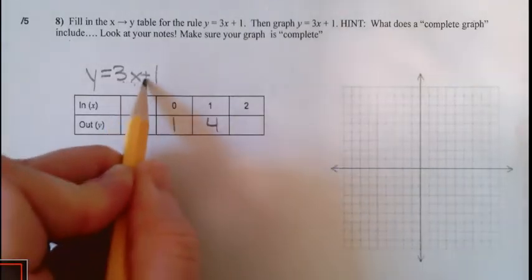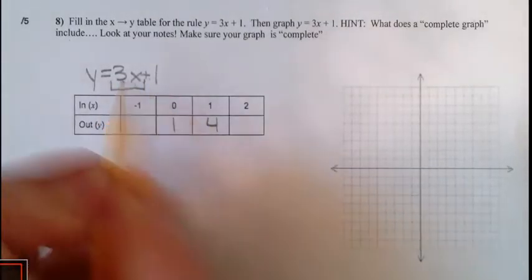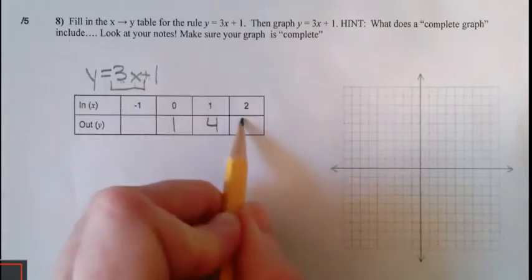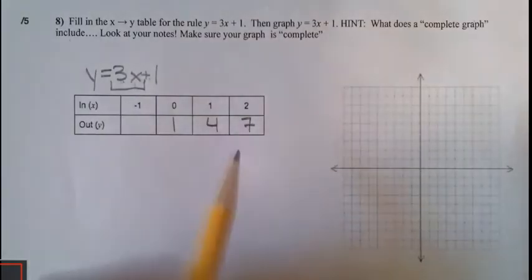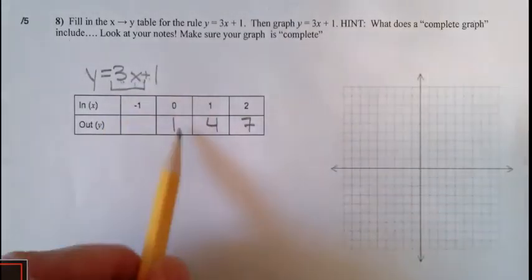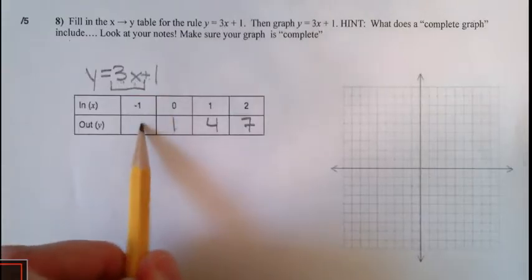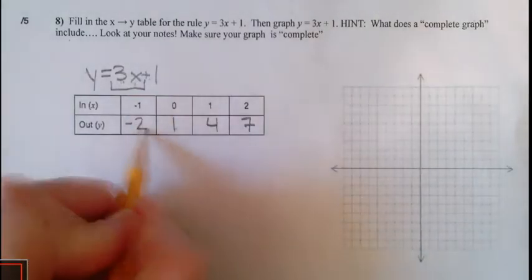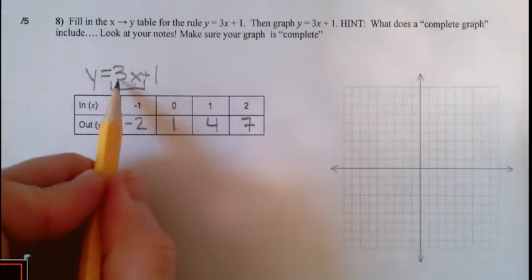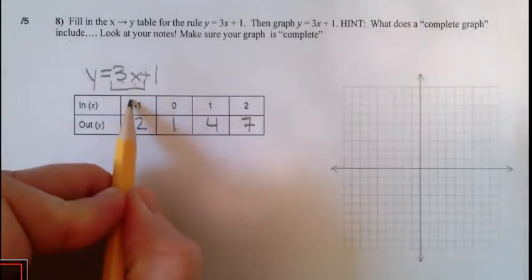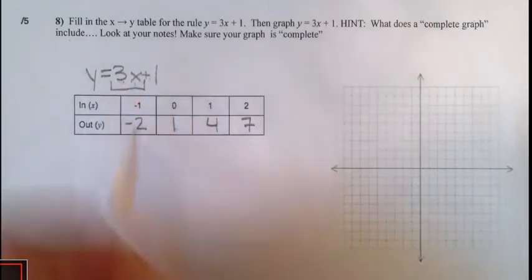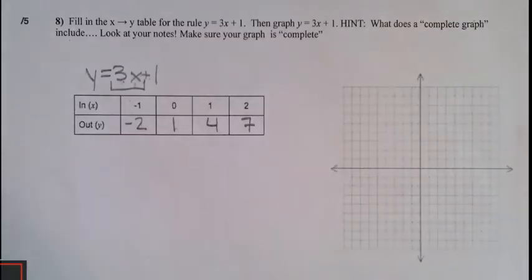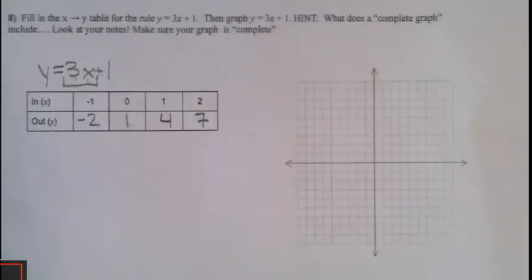Oh, look, this is our growth. So I could just keep adding 3. So here's going to be 7. We can double check that, but 3 times 2 is 6 plus 1. So to get this one, I would subtract 3, negative 2. Let's make sure we have 3 times the negative 1 is negative 3, plus 1 is negative 2. We're good. All right, now we need to graph this, and we had lots of problems with the graph.